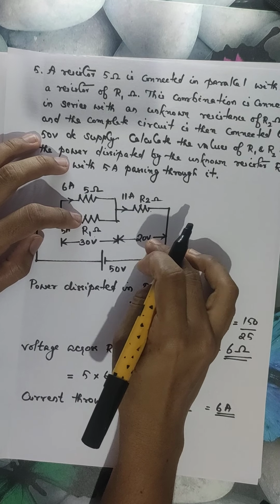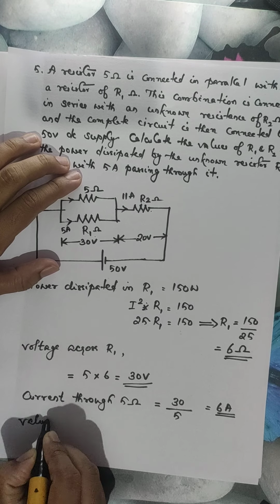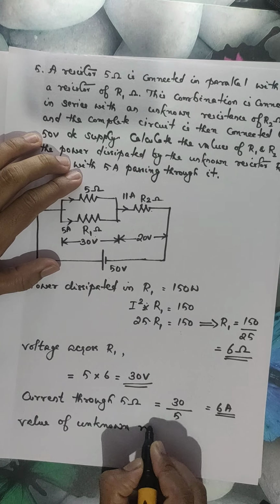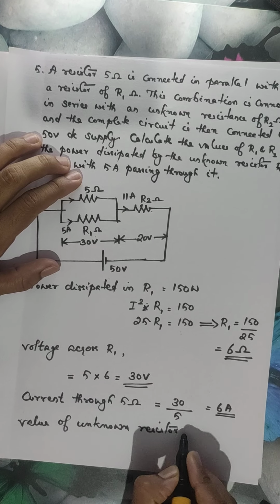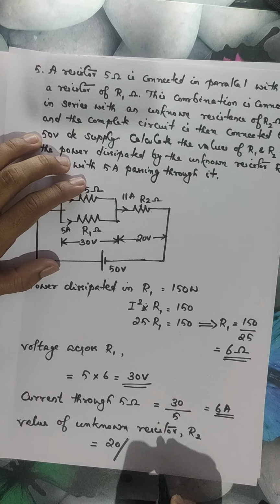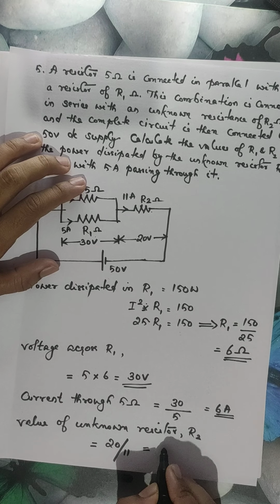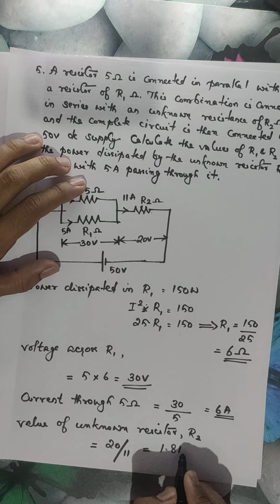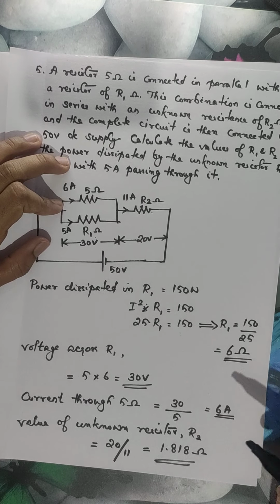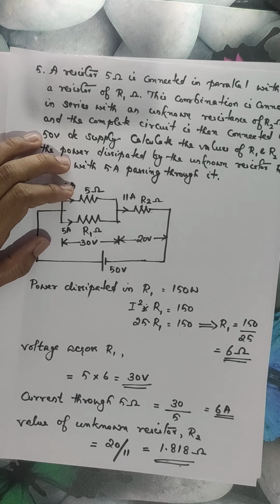So we know the voltage across R2 as well as the current through R2. Now the value of unknown resistor R2 is equal to voltage across it divided by current, that is 20 divided by 11, and on solving it we will get 1.818 ohm. So we have got the values of the two unknown resistors. R1 is 6 ohm and R2 is 1.818 ohm.